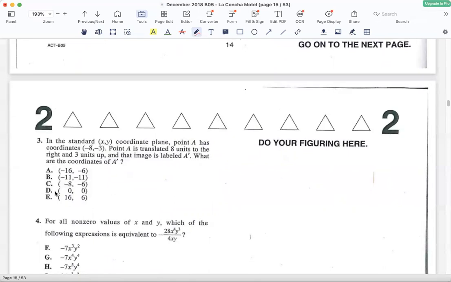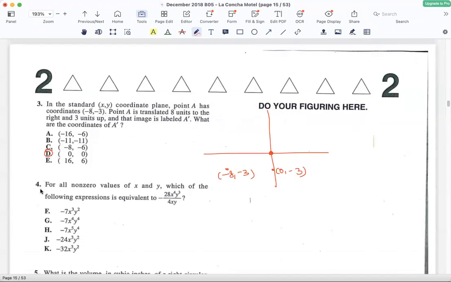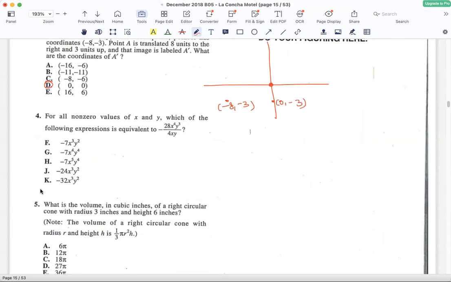In the standard xy coordinate plane, point A has coordinates -8, -3. Point A is translated 8 units to the right and 3 units up, and that image is labeled A dash. What are the coordinates of A dash? So you can see that if you have -8, -3, and then you translate it 8 units to the right, you come to 0, -3, and you translate it 3 units up, you come to the origin. So that's D.